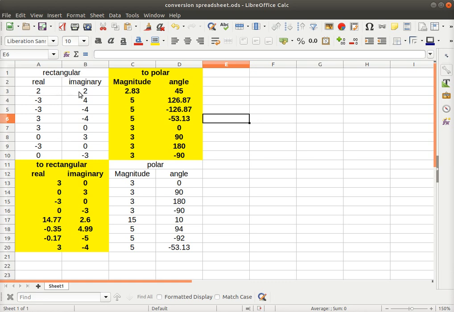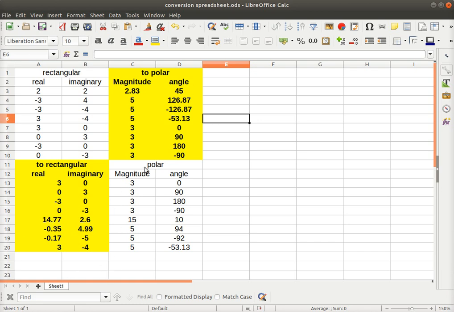So if I put in any real part and imaginary part, it will convert. And I saved it, and I've got it for whatever. Well, then I had to go the other way. What happens if I have magnitudes and angles, and I want to go back to the rectangular?